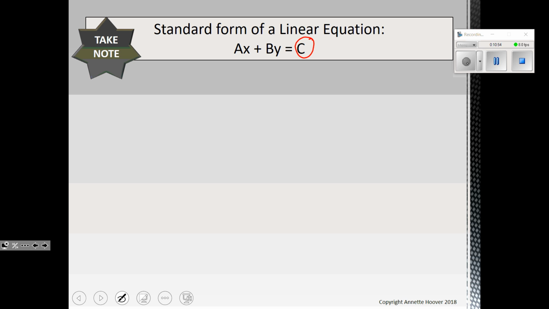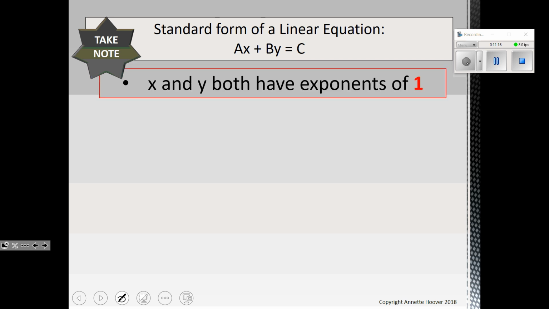To write it in standard form, we're always going to write the x term first on the left side. Then we're going to have the y term second, right behind the x term on the left side, and then the equal sign, and then on the right side we have what's called the constant, or the number without the variable. So it's just a matter of rearranging things.